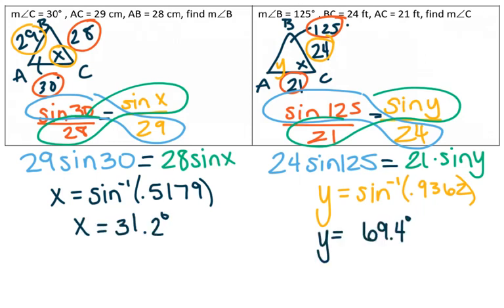And because we don't know if the angles are obtuse or acute, if I do 180 minus 31.2, I also get 148.8. And for the second one, if I do 180 minus 69.4, I get 110.6. So now we need to think about, is it possible that it has two solutions, or one solution, or zero solutions? So I want you to think about it and see if you can figure it out.